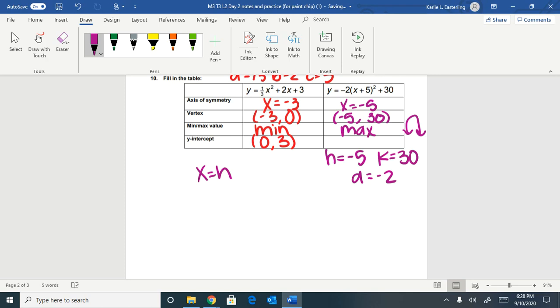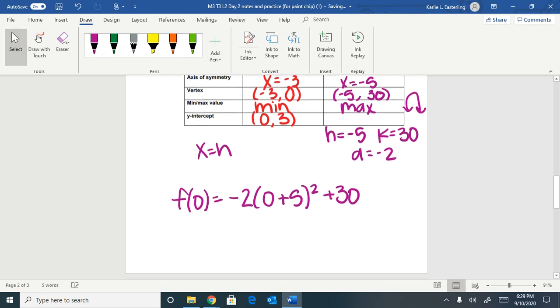All right, and so for our y-intercept here, we do not have a c value. That k value is not a c value. So what I recommend doing here is go ahead and plugging in that value of 0, which I'm writing f of 0, but y and f of x are the same thing. So we'll look at -2(0 + 5)² + 30.